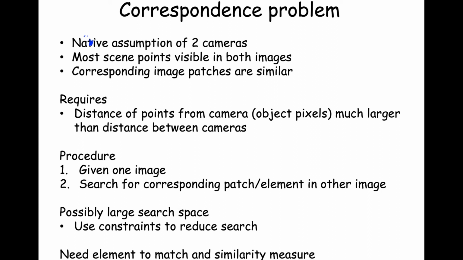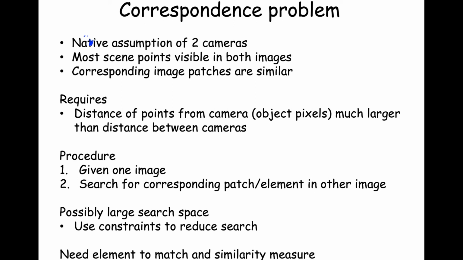Okay. Now, most of the scene points are assumed to be visible in both cameras, and the corresponding image patches should be similar. Don't have to be the same, but they should be similar. Now, what's required is that the distance of the points from the camera has to be much larger than the distance between the cameras. So if the camera moves, it can't have moved to a position that's further away than the distance from the object being imaged to the camera. If you have two different cameras, those cameras have to be closer together than the distance of the thing that you're viewing in the camera.